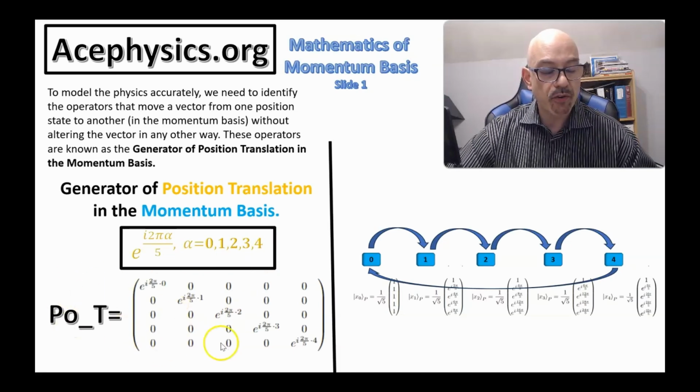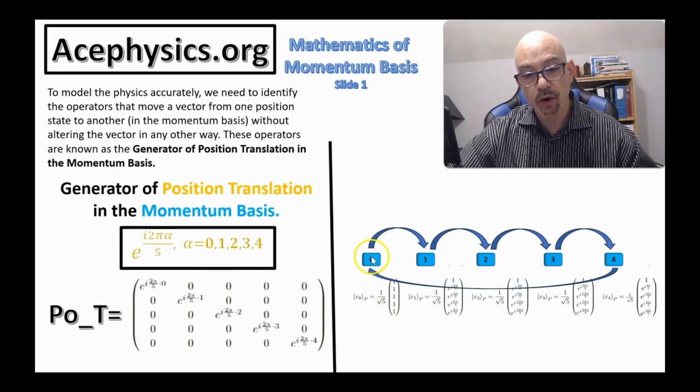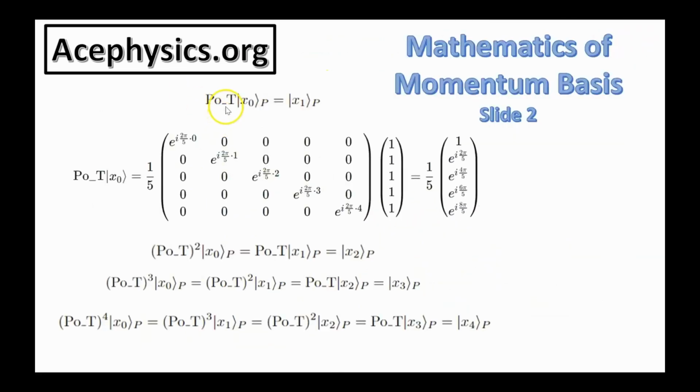When this matrix acts on the position vector in the momentum space, when it acts on x0, it moves it to x1. So this matrix is moving from position 0 to position 1, from position 1 to position 2. If I act the position translation matrix onto x0 in the momentum basis, it's equal to x1 in the momentum basis. This matrix is the position translation matrix.